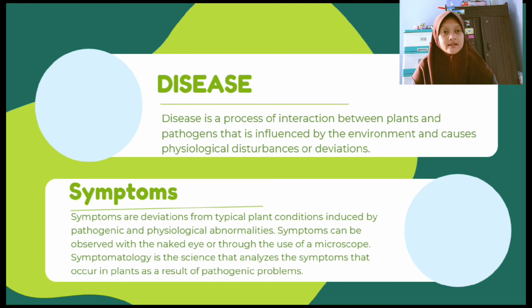Next, disease. Disease is a process of interaction between plants and pathogen that is influenced by the environment and causes physiological disturbance or deviation. Symptoms. Symptoms are deviations from typical plant condition induced by pathogenic and physiological abnormalities. Symptoms can be observed with the naked eye or through the use of a microscope. Symptomatology is the science that analyzes the symptoms that occur in plants as a result of pathogenic problems.